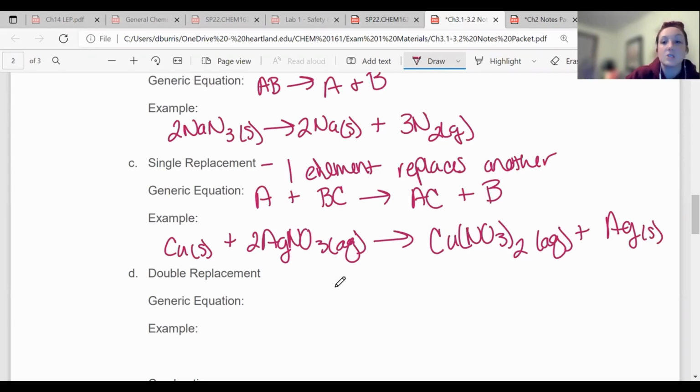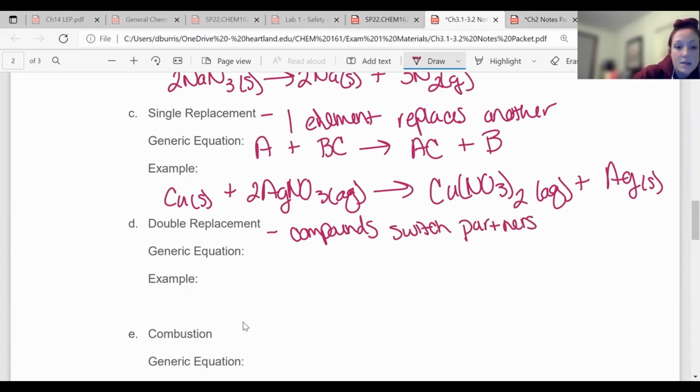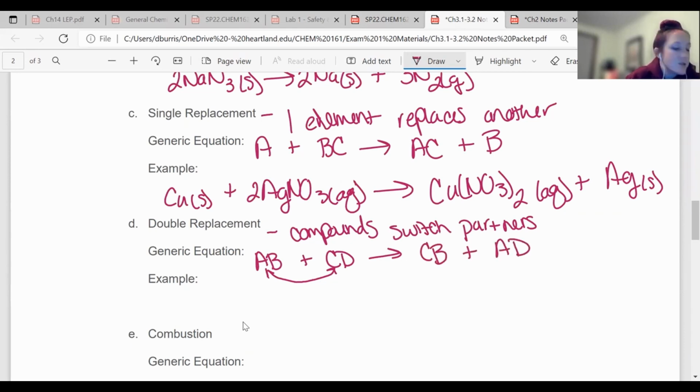Double replacement then is when 2 things switch places. So essentially you have compounds that switch partners. They switch cations essentially to make new things. So you would have one compound AB and one compound CD. My cations would switch. So now I would have C with B and A with D. The cations just switch places essentially.